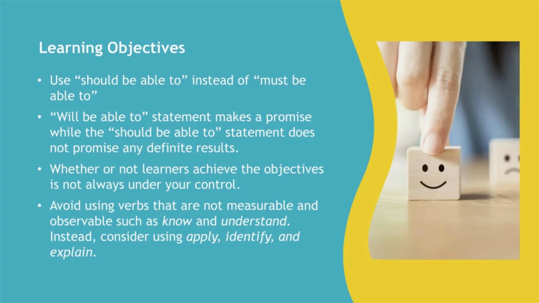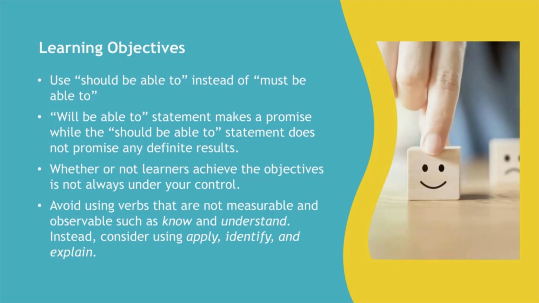And whether or not learners achieve the objectives depends on many different aspects that are not always under your control. For instance, learners may be distracted while taking the course, or they may decide that it's not for them, they won't be interested.